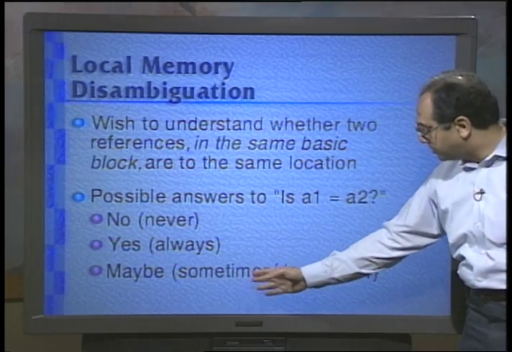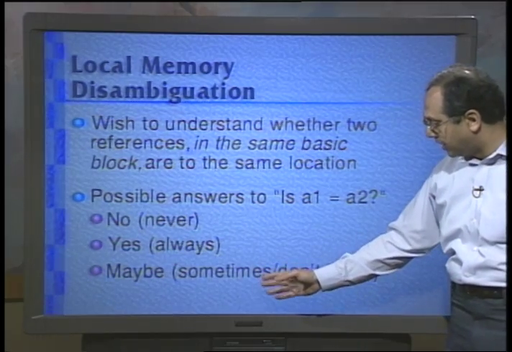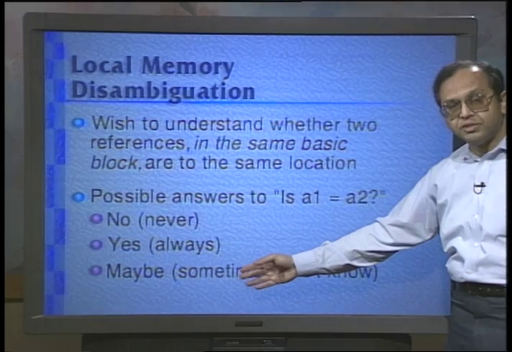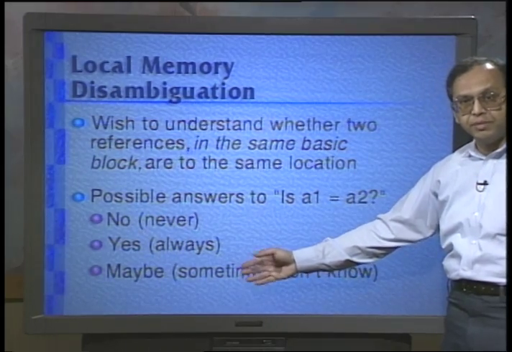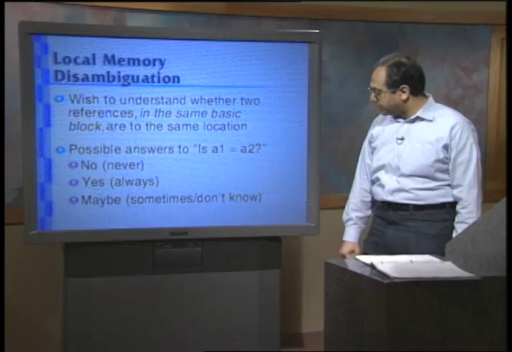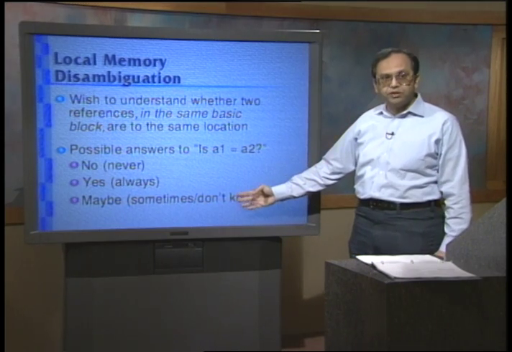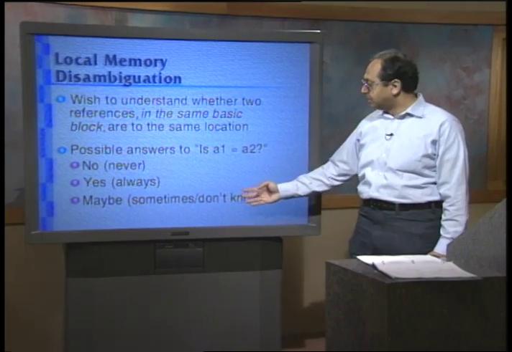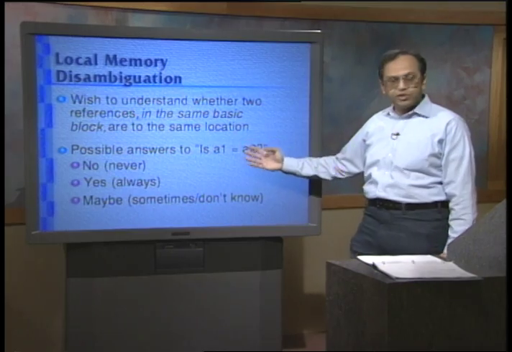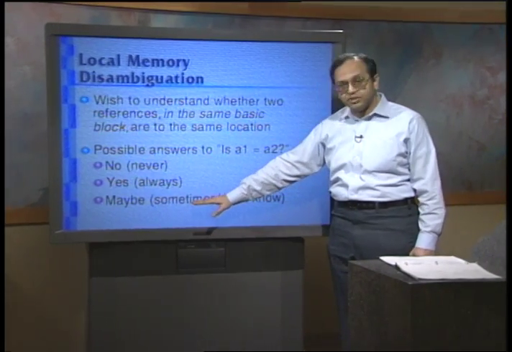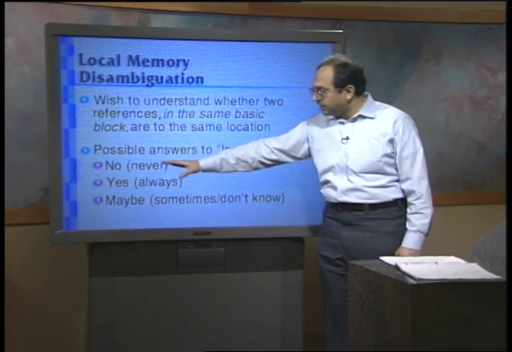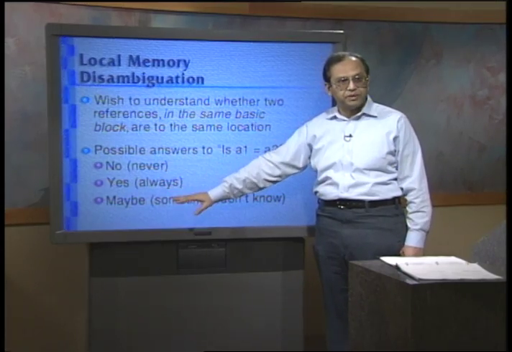And maybe comes out of two possible outcomes. One is that it sometimes is dependent, sometimes is not. You can make no general statement. The other is that you just don't know. Your analysis is not powerful enough to answer this question, in which case you'll have to take the most conservative view that it neither is nor isn't. It just may be.